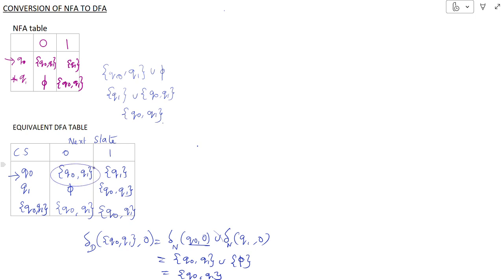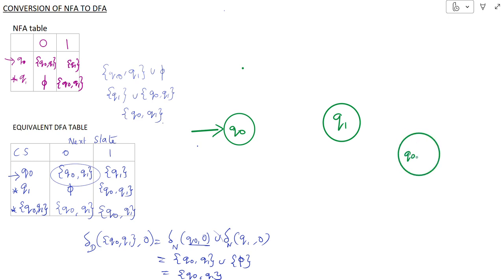The next step is to draw the transition diagram. We also have to find the final states. Here Q1 is the final state, so wherever you have Q1, that is going to act as a final state. In the transition diagram, Q0 is the starting state, then Q1, and then Q0 Q1, which is the new state that was formed. Q1 and Q0 Q1 are the final states.